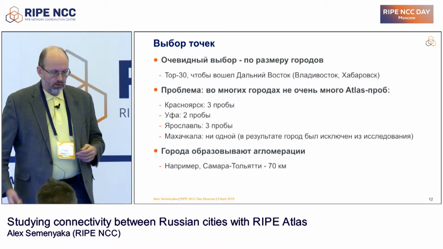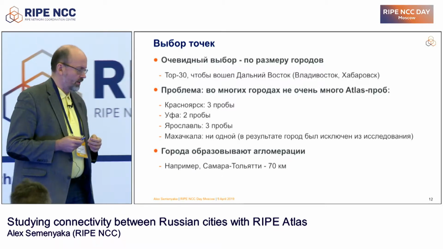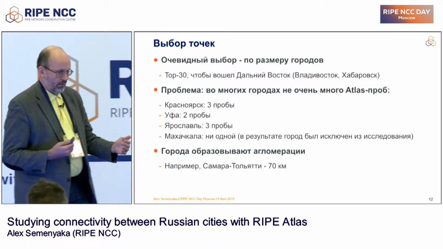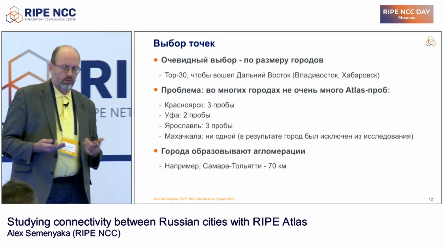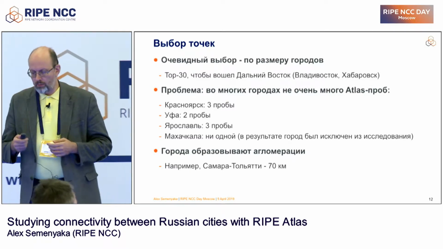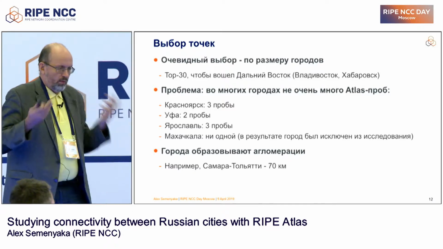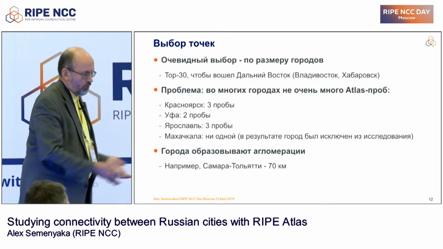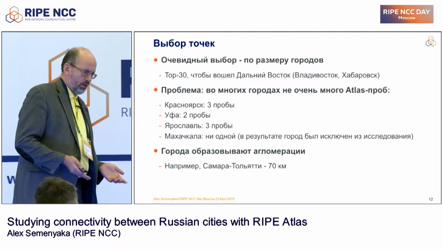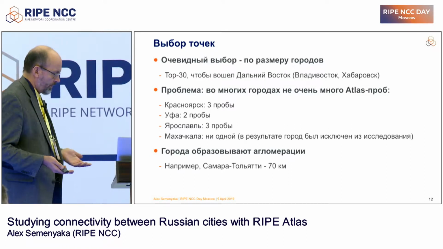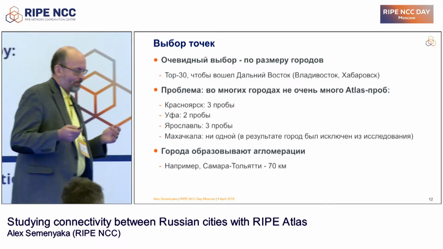When I started selecting the points and building the one-to-one pictures, I decided to limit my research to 30 cities. I needed 30 cities because I needed Vladivostok and Khabarovsk, two big cities in the far east of Russia. So when I built a list of the top 30 cities, I saw that in the big Russian cities there are very few probes. In Ufa, only 2 probes. Makhachkala, I had to remove it from the list because it didn't have a single probe.